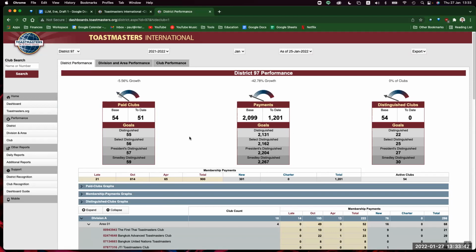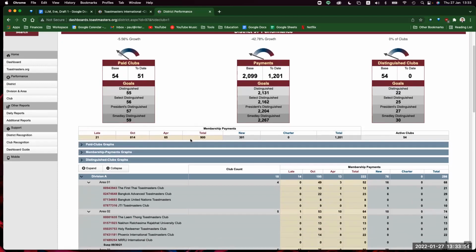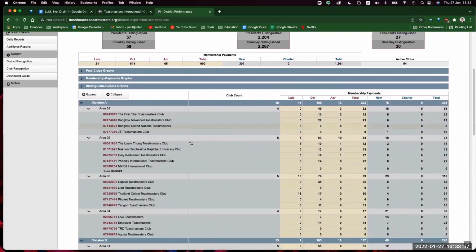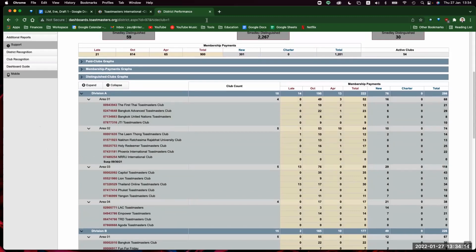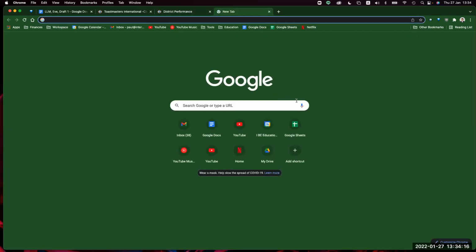There's a Bangkok club and everything. I think that's the first Thai Toastmasters club. See, this is my club right here, and then this is the church club. So you can visit any one of these, dude. That's the thing that's really cool.